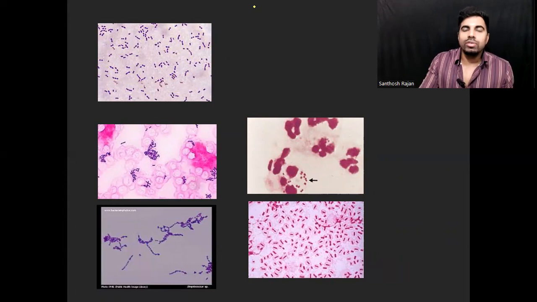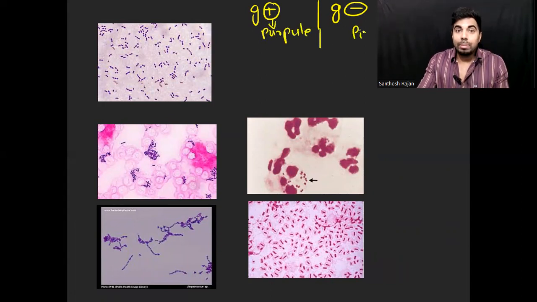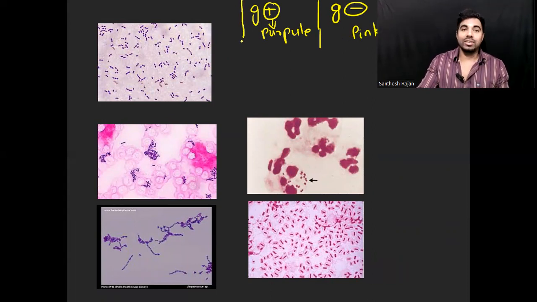So see, when you talk about gram positive and gram negative, you always say gram-positive people are purple color. Negative people are angry, so they are pink color. Pinky is negative. Pink color people are negative. Remember like that, right? Got it?